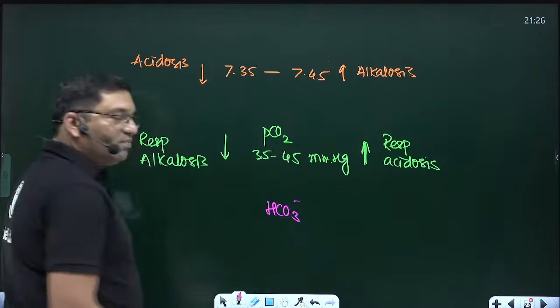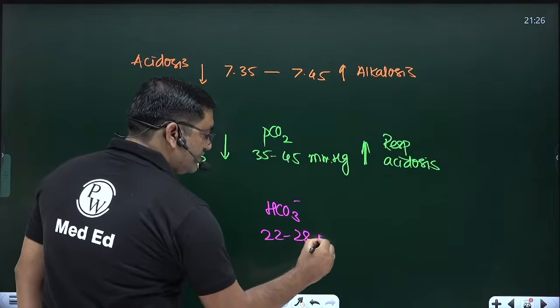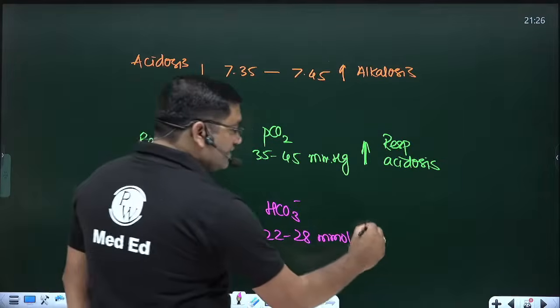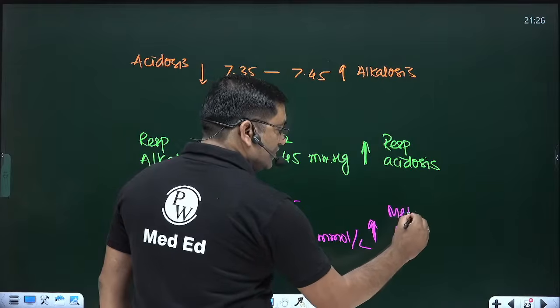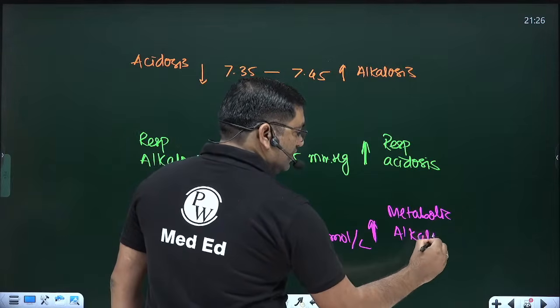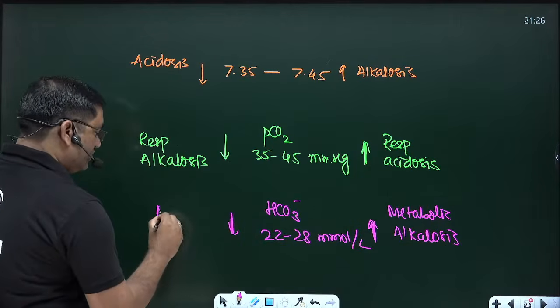Now the third parameter is the bicarbonate level. Bicarbonate means alkali. 22 to 28 millimole per liter is the normal range. When alkali increases, it is alkalosis. It is the metabolic component, so it is metabolic alkalosis. And if alkali decreases, it is metabolic acidosis.